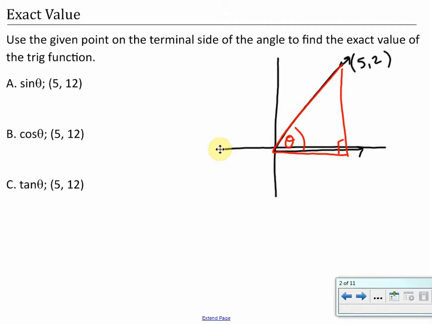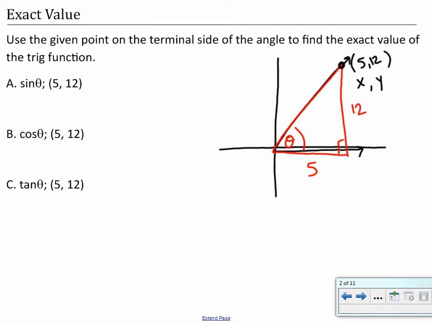Now I know the point is (5, 12). So 5 is my x and 12 is my y. So that means to get to this point, (5, 12), I went 5 over and 12 up. So if I'm labeling this right triangle, the base of my right triangle is going to be 5, and the height would be 12. Now I have a right triangle, and I can just use right triangle trigonometry like we did in the last section to find sine, cosine, and tangent.